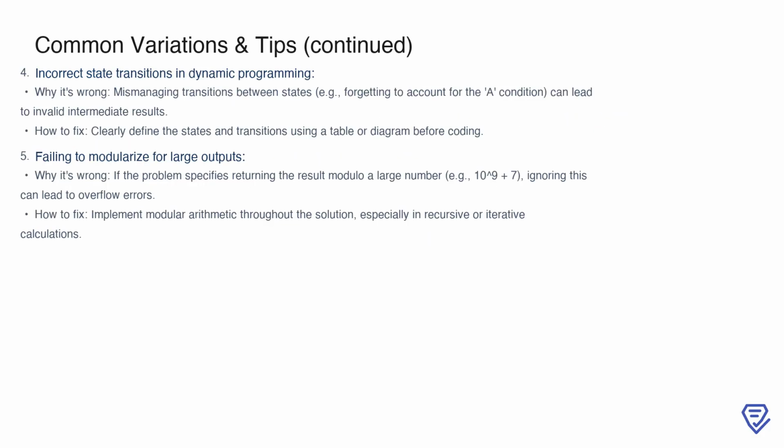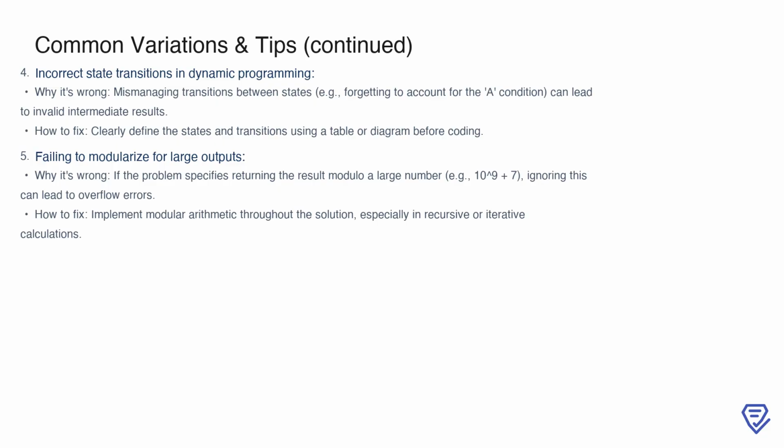Another common error arises from incorrect state transitions in dynamic programming. If you mismanage how states transition, such as forgetting to enforce the condition that only one A is allowed, it can corrupt your intermediate results. To avoid this, it's crucial to clearly define the states and their transitions before coding, using a table or diagram to map out the logic.